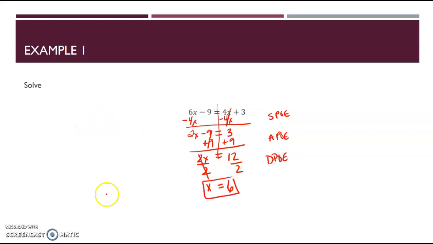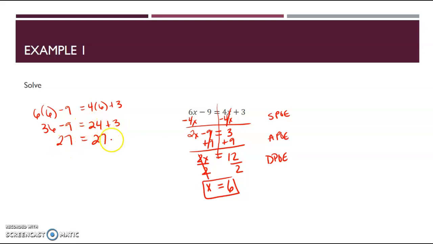And as all the others, we can check our answers by plugging that in. So we'd have 6 times 6 minus 9 equals 4 times 6 plus 3. And so 6 times 6 is 36, minus 9 would equal 4 times 6 is 24 plus 3. And 36 minus 9 is 27. And 24 plus 3 is 27. So since I end up with 27 equals 27, I know that x equals 6 is indeed the correct answer.